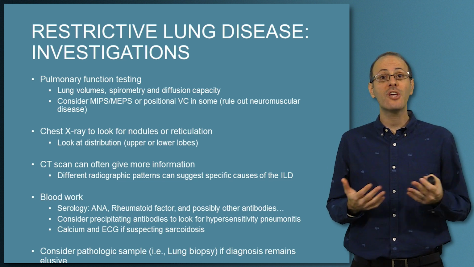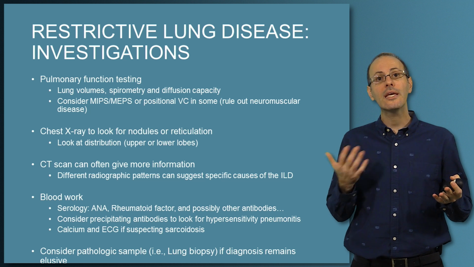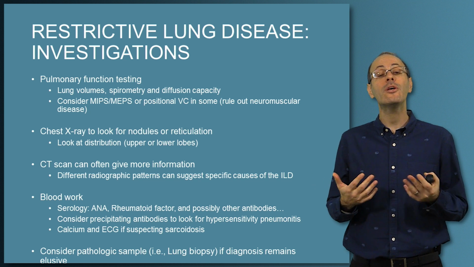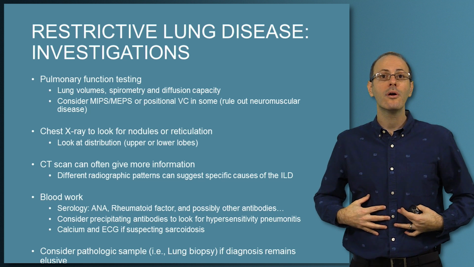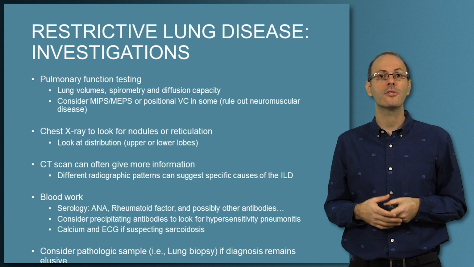Patients would then go on to do a chest x-ray to look for nodules, reticulation, or both. And we should look at the distribution of those changes to see if they're upper lobe or lower lobe to help us develop a differential diagnosis for that patient.